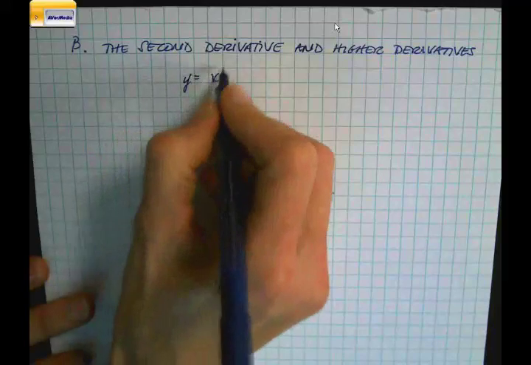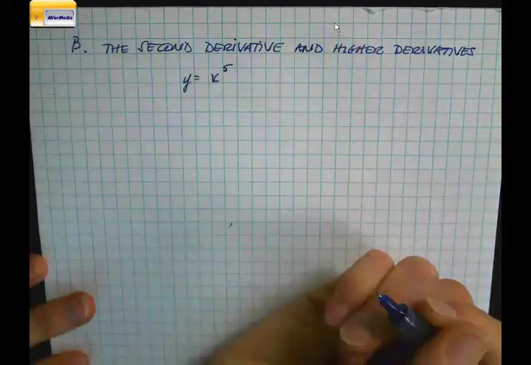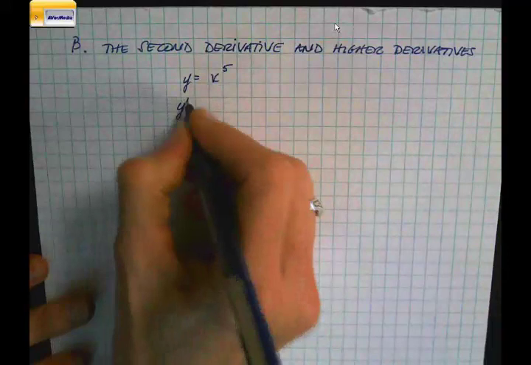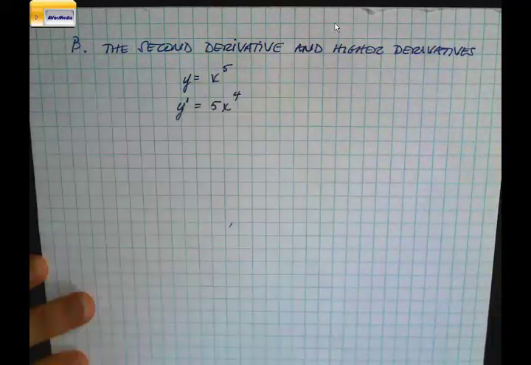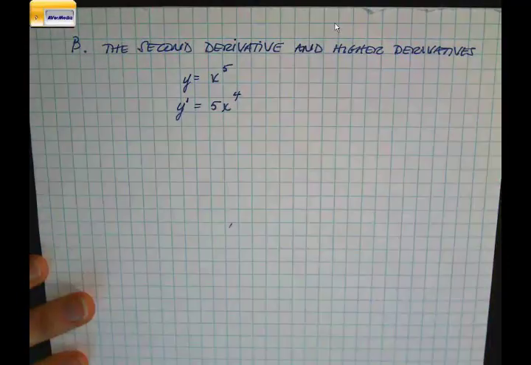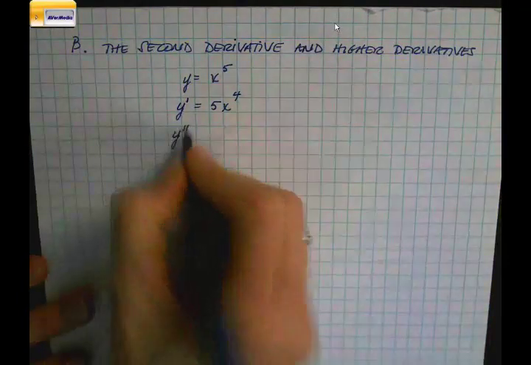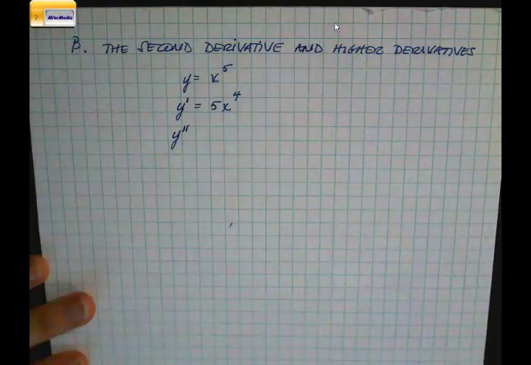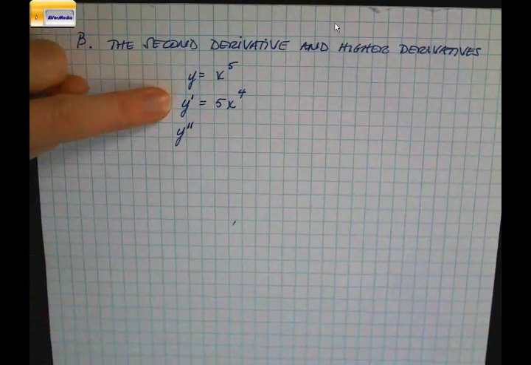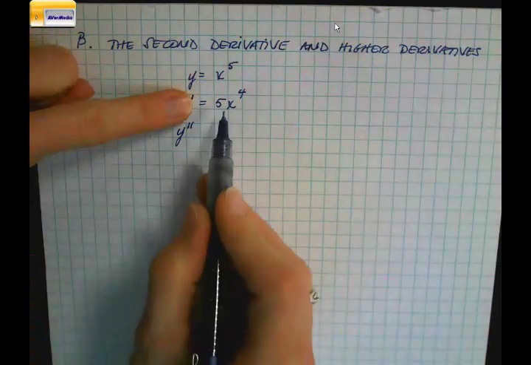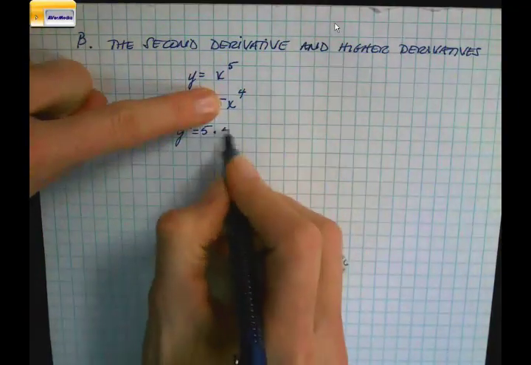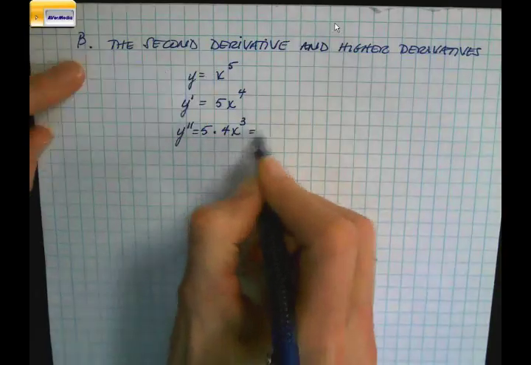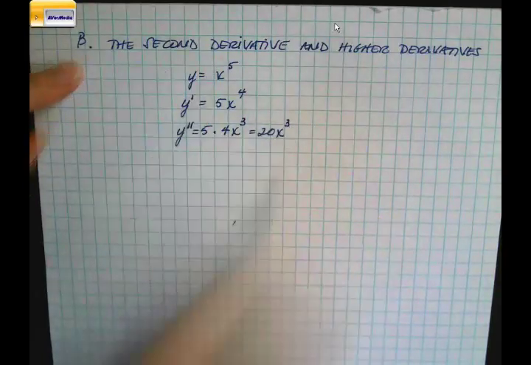So if we have something like y equaling x to the fifth power, then the first derivative would be bring the 5 out front and decrease the exponent by 1. Then we have the second derivative also. The second derivative is the derivative of the first derivative. So the second derivative is take the derivative of y prime. So the second derivative would take the derivative of 5x to the fourth, which is 5 times the derivative of x to the fourth, which is 4x cubed, or 20x cubed.